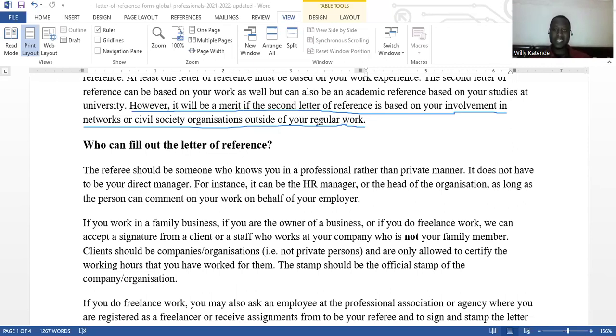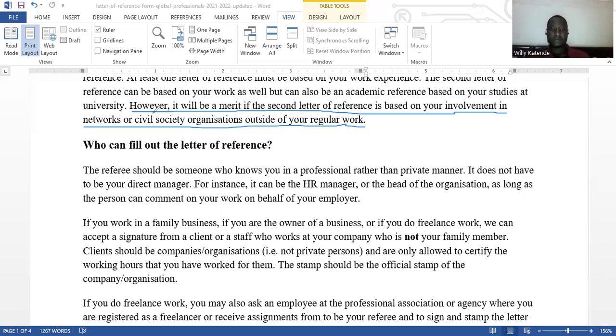It is a merit if the second letter of reference is based on your involvement in networks or civil society organizations outside of your regular work. Remember, the SI is looking for future global leaders that have the capability of networking. They want you to be able to forge relationships with the different professionals that you meet in your journey as you pursue your master's degree in Sweden, so that you can forge those synergies, put your effort together and change the world.